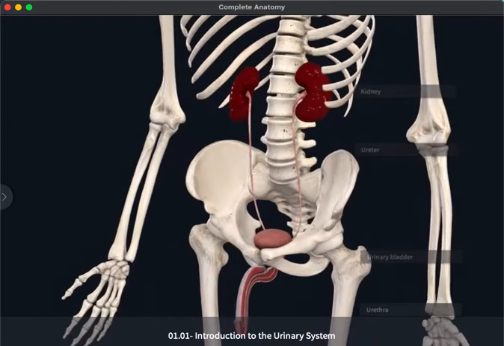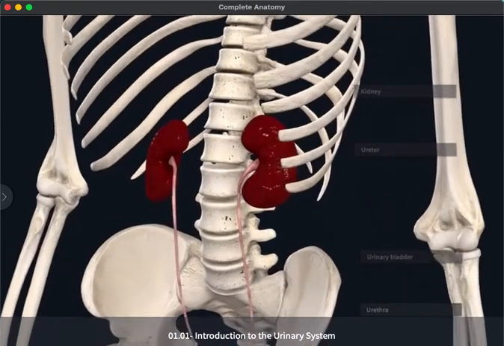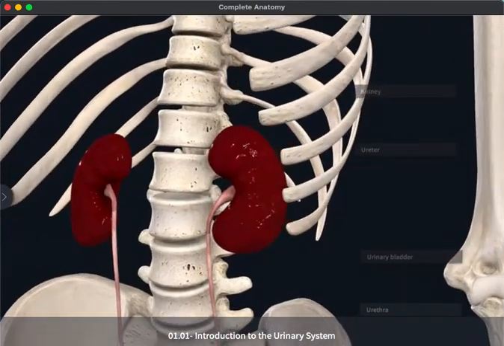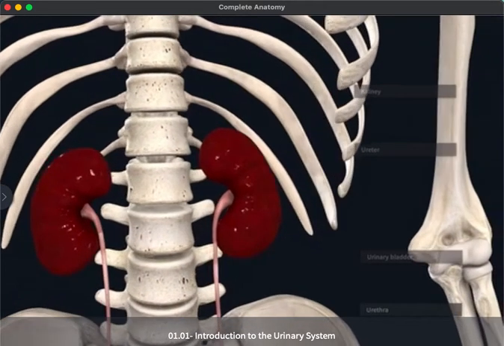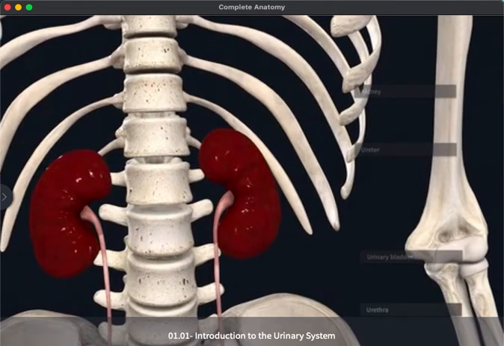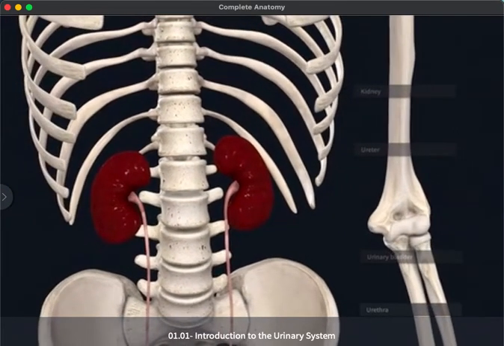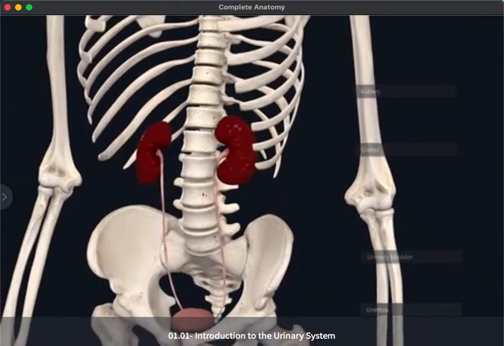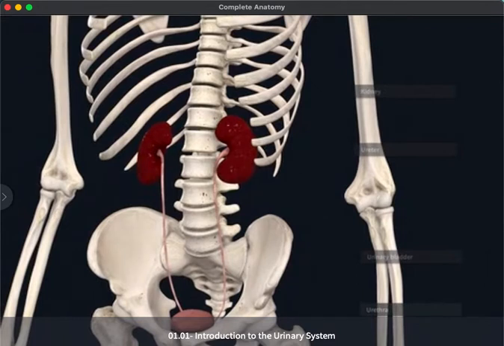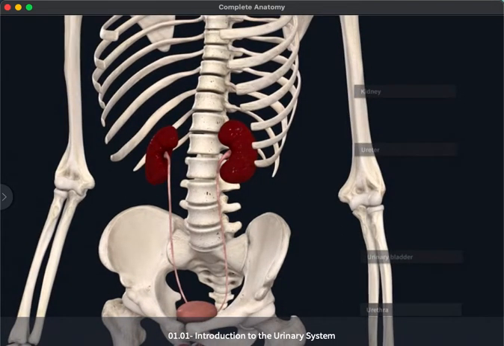Now, our kidneys are not only going to help filter and excrete the waste and excessive fluid in our body, but they're going to play a few other major roles in homeostasis. They're going to help us maintain our blood volume, which will greatly affect blood pressure. They're also going to control or regulate the electrolyte balance within our blood. So things like calcium and potassium and sodium are going to be regulated within the urinary system.